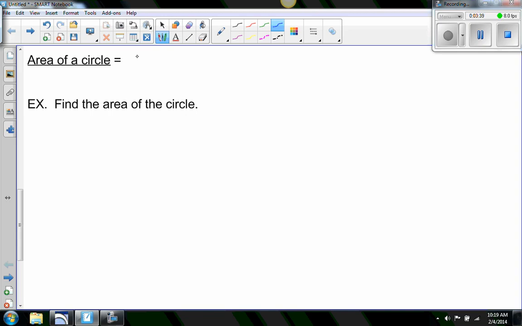So area of a circle is the other thing that we're going to do. And so the formula is area of a circle equals pi r squared. So radius times radius. Radius times itself times pi. So again, let me give you a circle here.